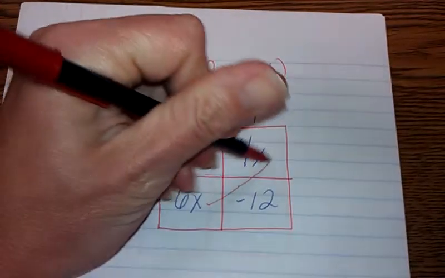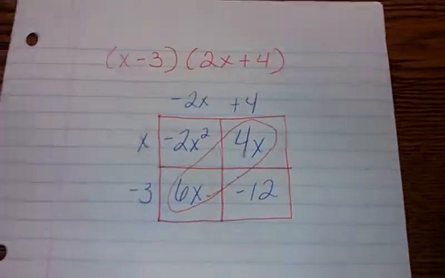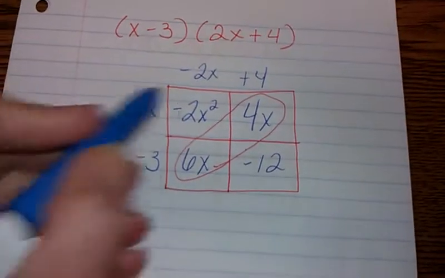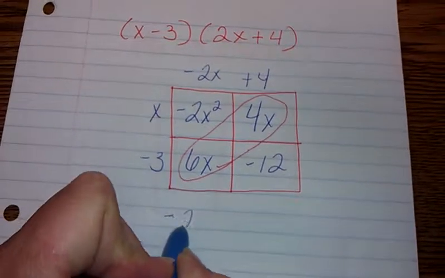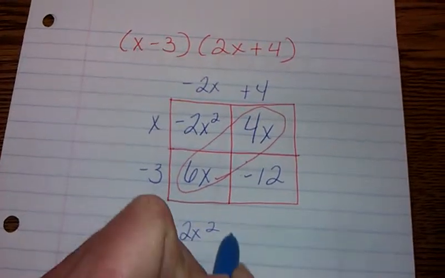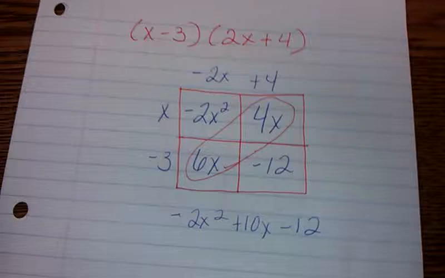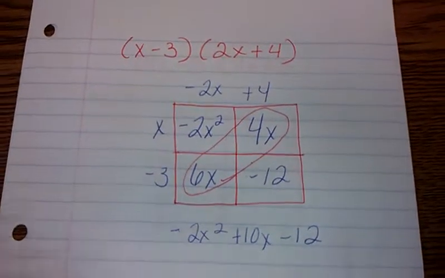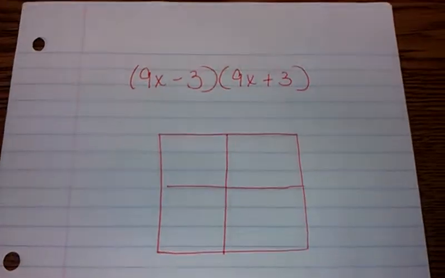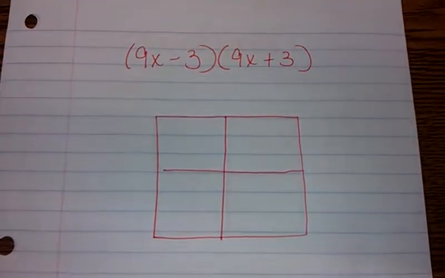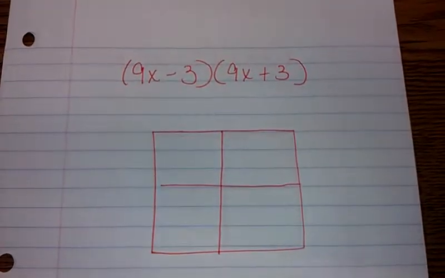Again, we have the two boxes that both have the x's. We combine those like terms. My product, negative 2x squared plus 10x minus 12. Next, here's your next one. I would pause the video and come back and see how you did.